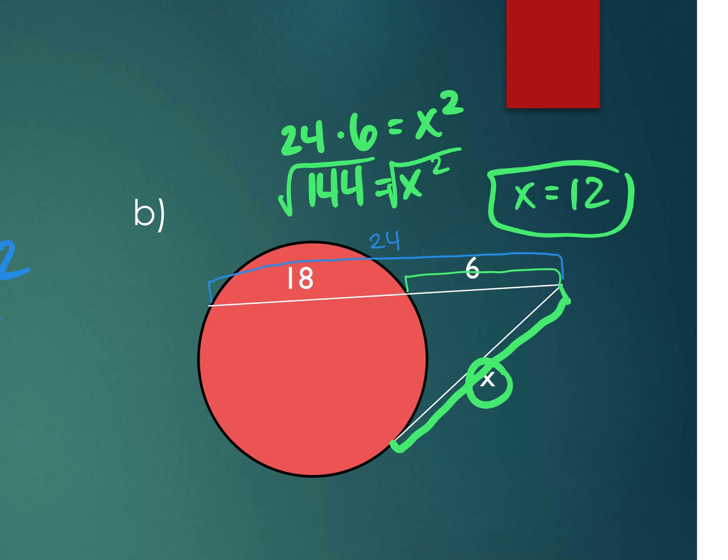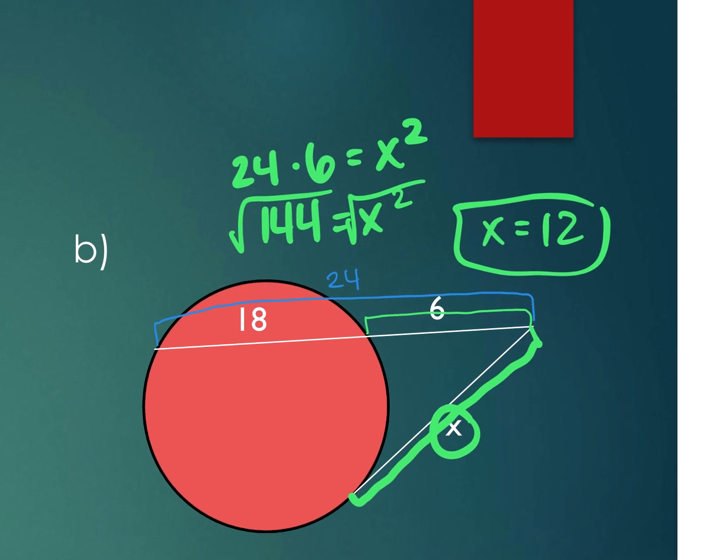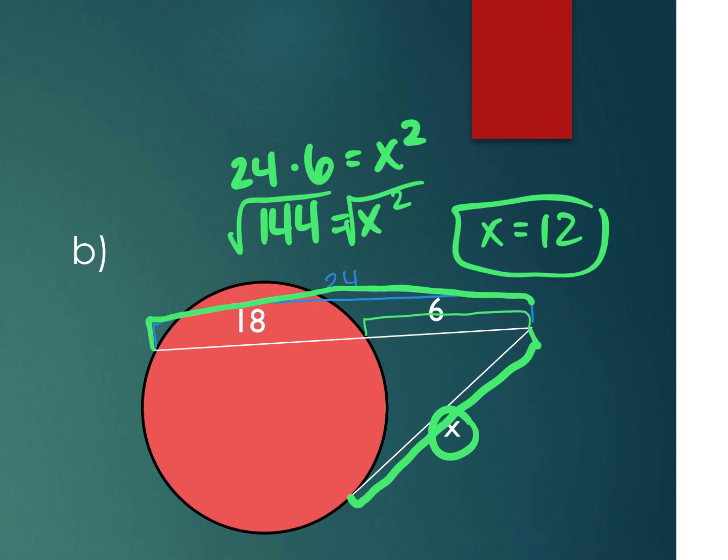24 times 6. Why are we doing that? Okay. Remember, the formula says the whole thing times the external for secants. What is the measure of the whole thing? 24. What's the measure of just the part outside the circle? 6. That's where we multiply them together.